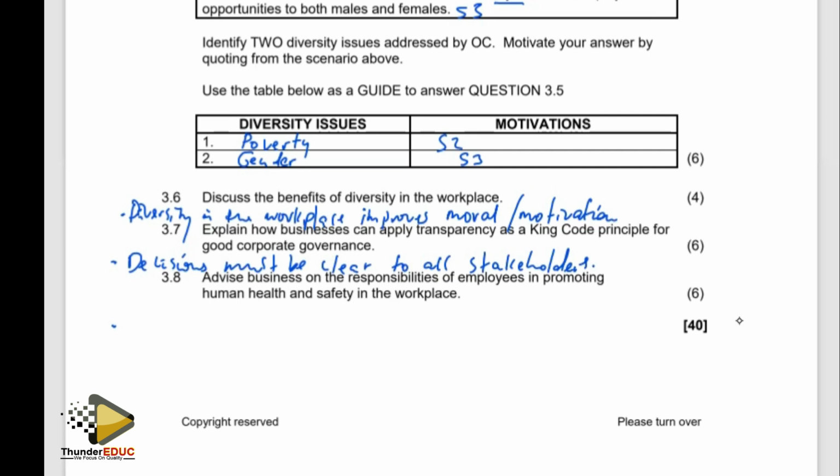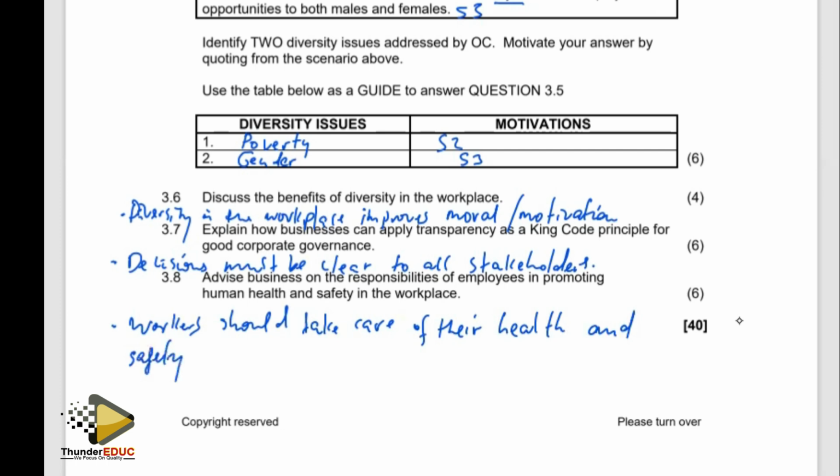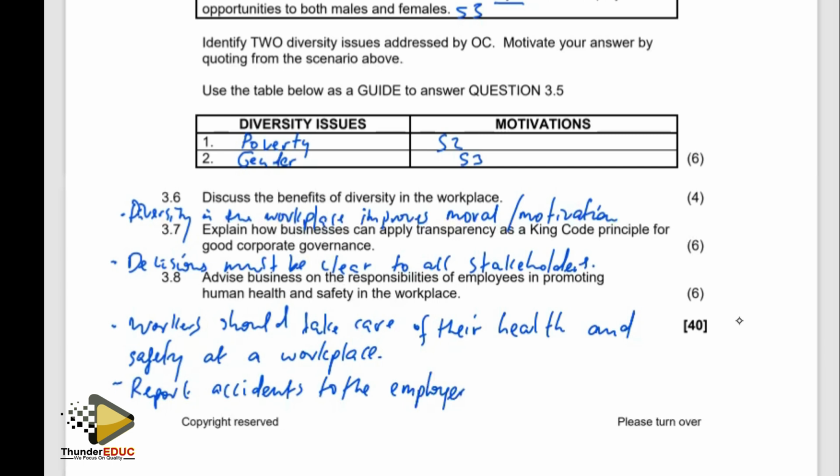Okay, right. So now we are saying that workers should take care of their health and safety at the workplace. And also report accidents to the employer by the end of the shift.